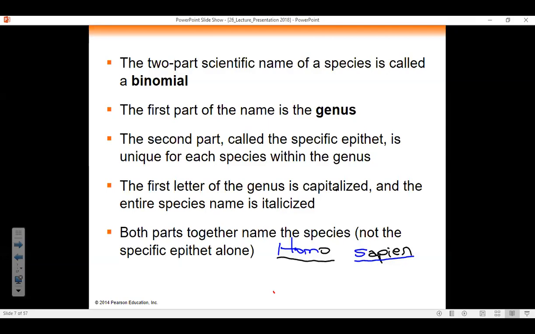If Erica discovered some wonderful cure for Homo sapiens and she wrote a scientific article because she called Homo sapiens Homo sapiens, somebody in Indonesia would know what she's talking about. Somebody in Timbuktu would know what she's talking about because all science people know that humans are Homo sapiens. Does that make sense?